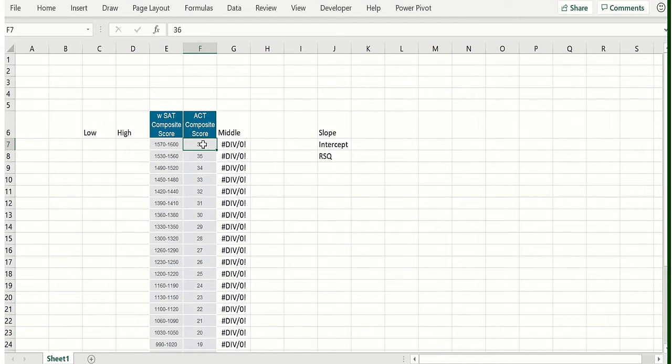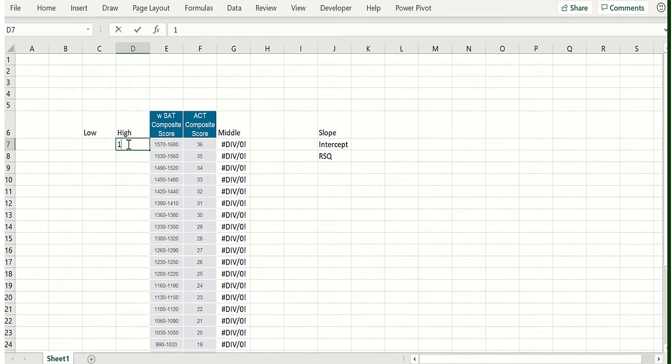So what we're going to do is look at this conversion table from the College Board. It says 1570 to 1600 is a 36 ACT. 1530 to 1560 is a 35. And we'll see if we can predict the ACT equivalent to a given SAT score. But what we need to do is take the average of these two numbers, so this is a 1585, this is a 1545. So we're going to use Flash Fill.